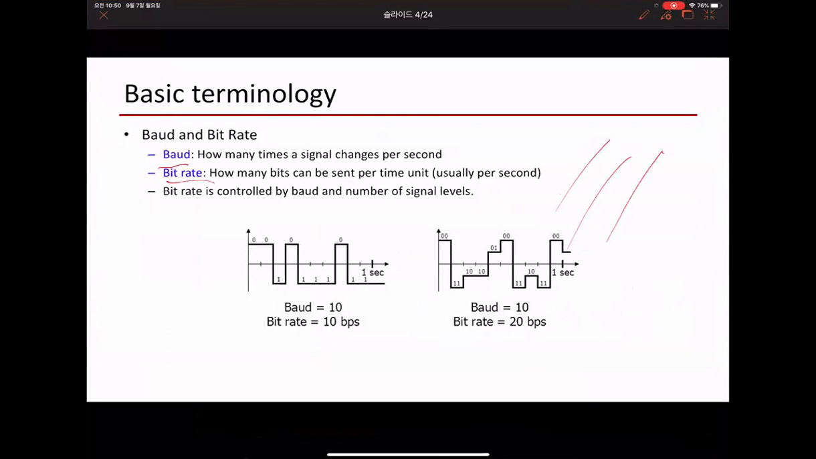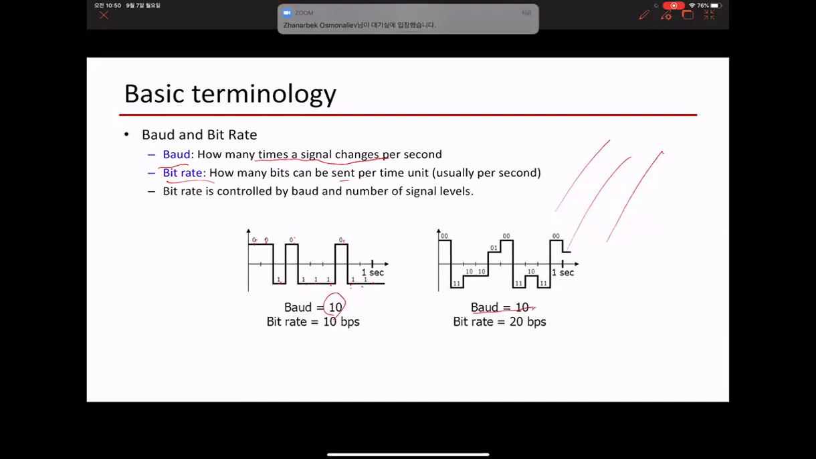In this case, baud rate is 10 times, which is 1, 2, 3, 4, 5, 6, 7, 8, 9, 10 times. 10 times means how many times the signal changes. Bit rate is how many bits can be sent per time. In this case, 0, 0, 1, 0, 1, 1, 1, 0, 1, 1, which counts to 10. On the other side, I have baud rate 10, but I have bit rate twice.